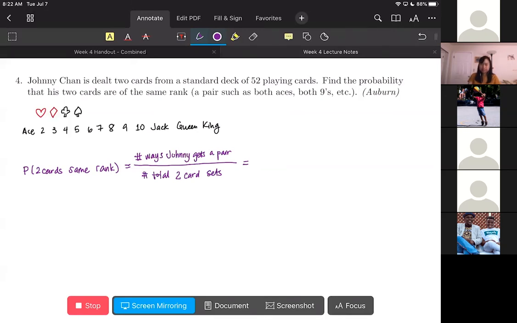Will it be 26? Why is that? Because we can get 2 of hearts and 2 of diamonds, and then we can also get 2 of clubs and 2 of spades. So there are 2 different possibilities for the same number, and then there are 13 cards, sorry, 14. That's 28 then.